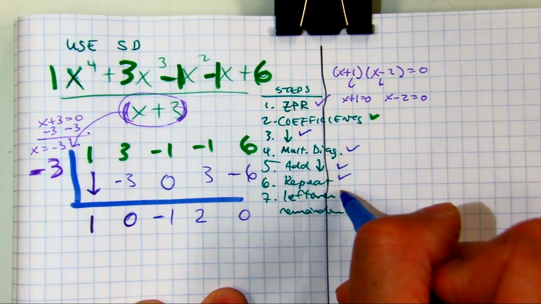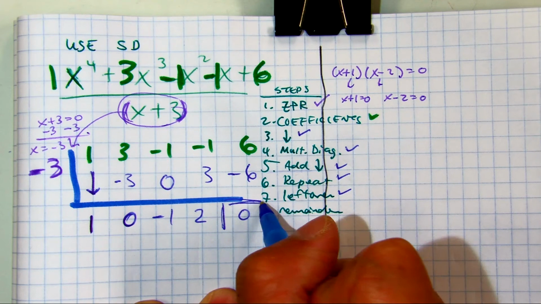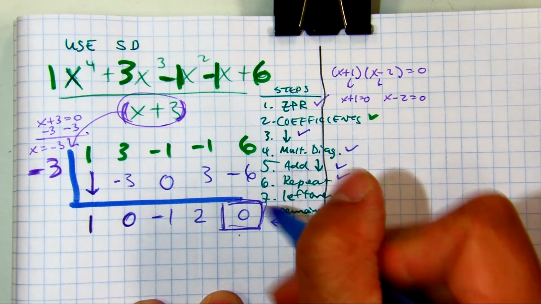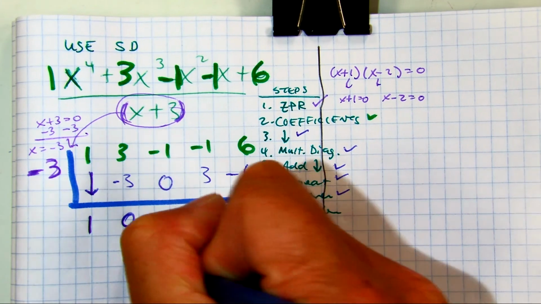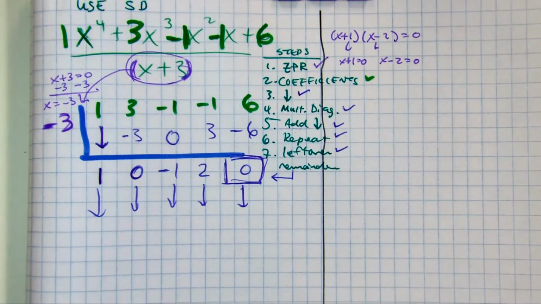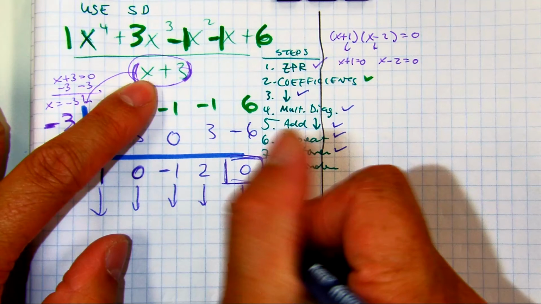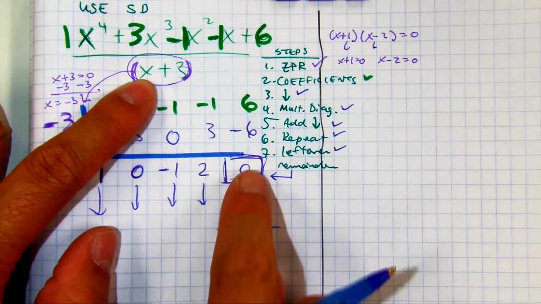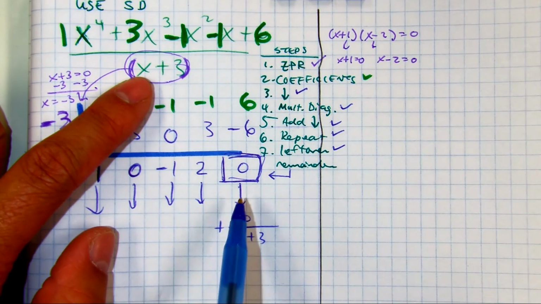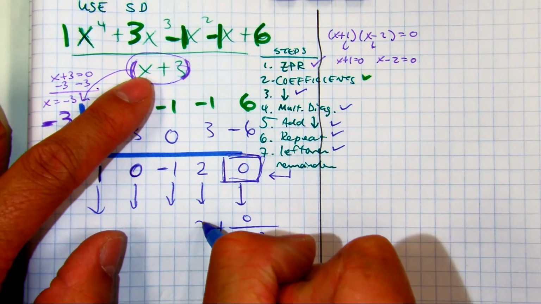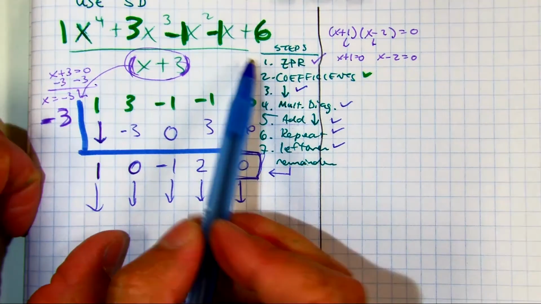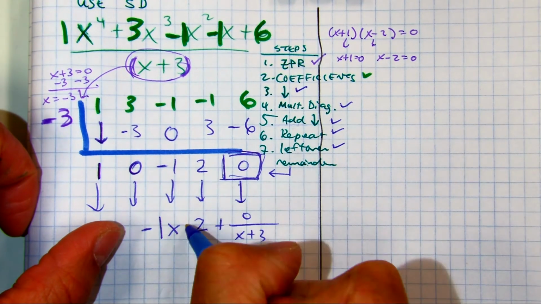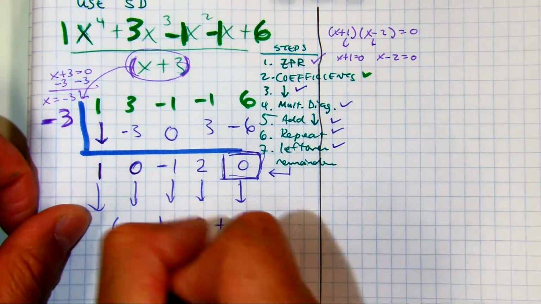So, the leftover, this one, this is your remainder. That's the remainder. So, what does this mean? This is 0 over x plus 3. Right? You take the remainder and you put it over the divisor. Okay? That means right next to it is the constant. And then you work your way up. This is negative 1x. 2 here is positive. 0. This represents 0x squared.